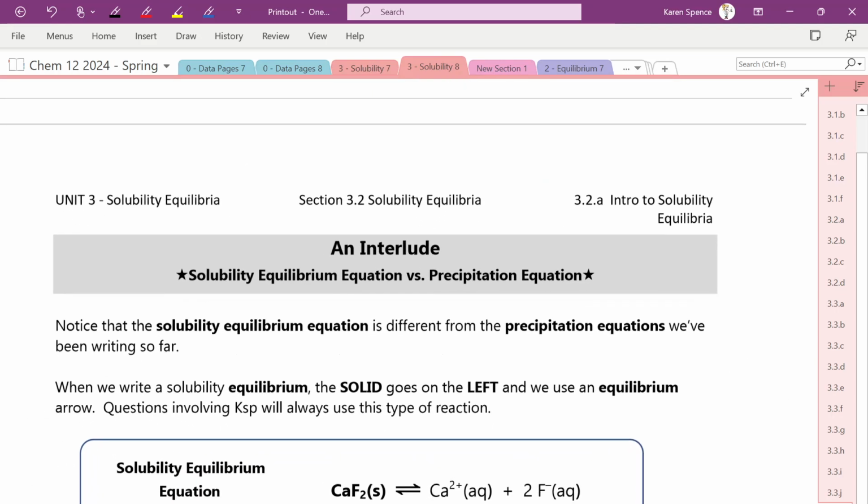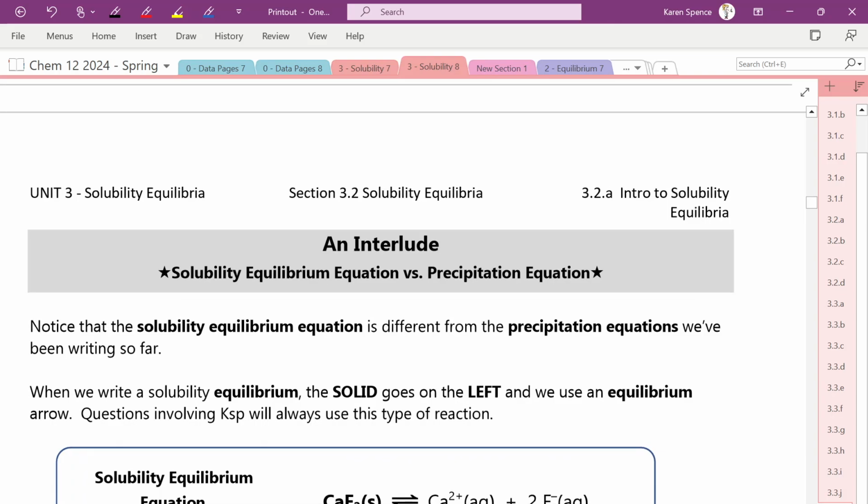All right, and we're going to take an interlude here. This is one of the most common student errors, and I'm going to talk about it all through this unit, so hopefully you will not make this error. Do you remember what I called the solubility equilibrium equation? We called that the C, the S-E-E. And the key thing about the equilibrium is that it is an equilibrium. So what kind of arrow do you think you will use? Double arrow. You'll use the double arrow. Okay?